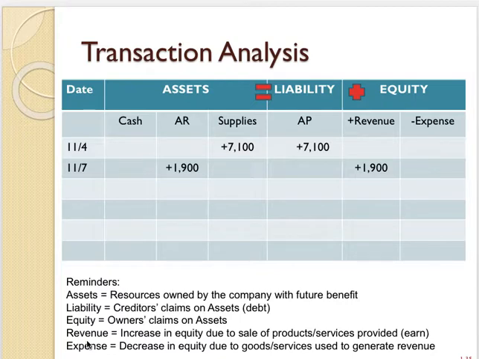Because revenue is not dependent on cash, okay? Again, you have to look at that definition. It says due to sale of products or services provided, and the key word is earn. So the question you need to ask is, did we provide the services? And if we provided the services, then we earned that revenue. We did what we were supposed to do, and now we're going to get something in return. We haven't gotten cash in return, but we did get something else in return, and that was AR, which is a promise of future cash.